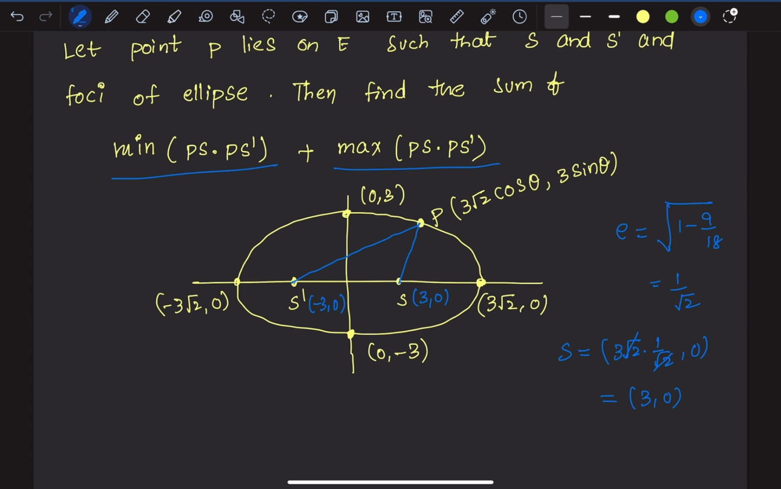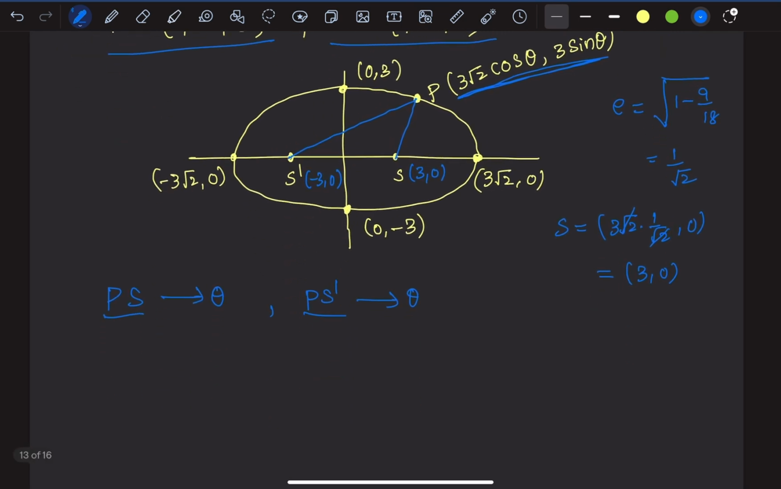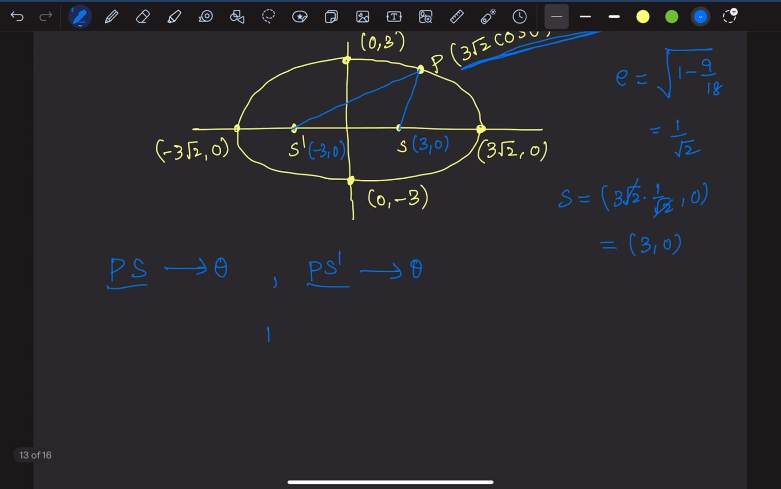Now to find out PS, you have the point P and you have the point S. So you can find the distance PS and find an expression for PS in terms of theta. And similarly, you can find the expression for PS dash in terms of theta. And then you can multiply PS and PS dash and find the minimum value and maximum value by differentiating the expressions with theta. But that will be a very lengthy procedure and it will kill a lot of your time in your exam. So instead, let us do something.